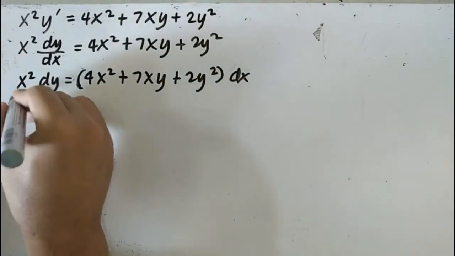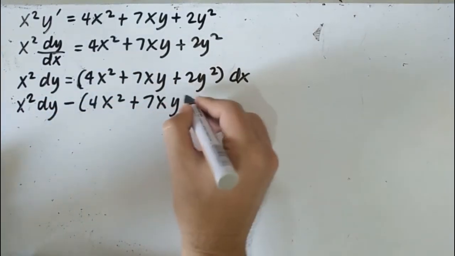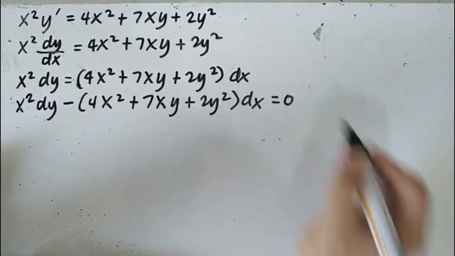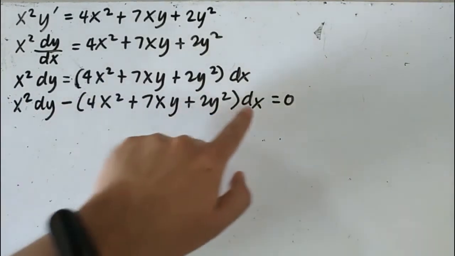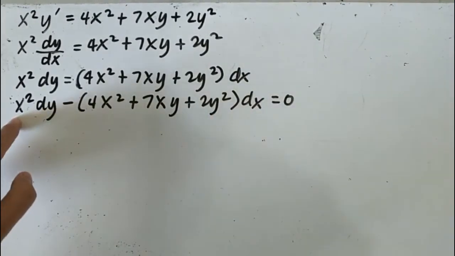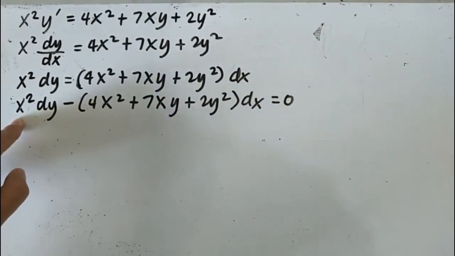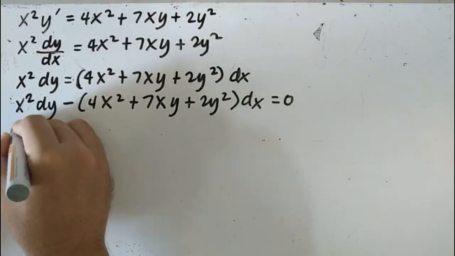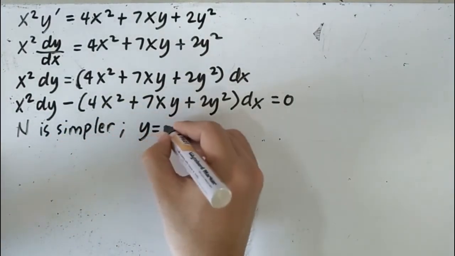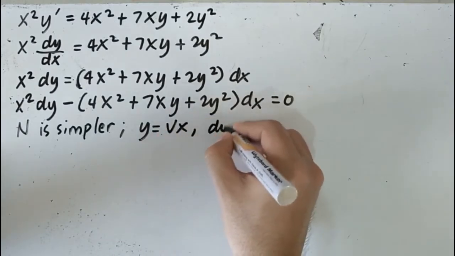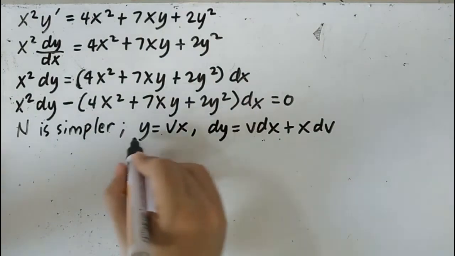And if we transpose this to the other side, we have x squared dy minus (4x squared plus 7xy plus 2y squared) dx equal to 0. Now, this is m, right? Because m dx plus n dy. As you can see, m has 3 terms while n has 1 term. So it is very obvious that n is simpler. And since n is simpler, we use the substitution y equals vx, or that is dy is equal to v dx plus x dv.